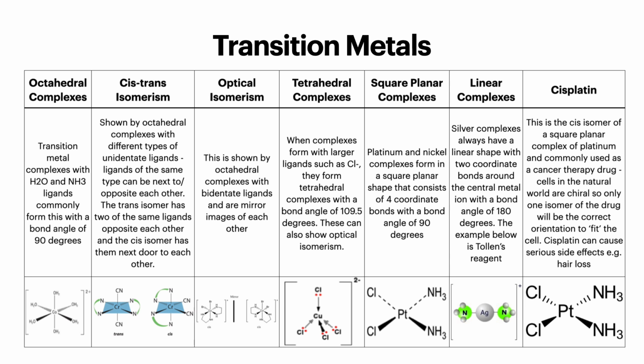Then we have the cis-trans isomerism, so shown by octahedral complexes with different types of unidentate ligands. Ligands of the same type can be next to or opposite each other. The trans isomer has 2 of the same ligands opposite each other, and the cis isomer has them next door to each other. Optical isomerism, so this is shown by octahedral complexes with bidentate ligands and are mirror images of each other.